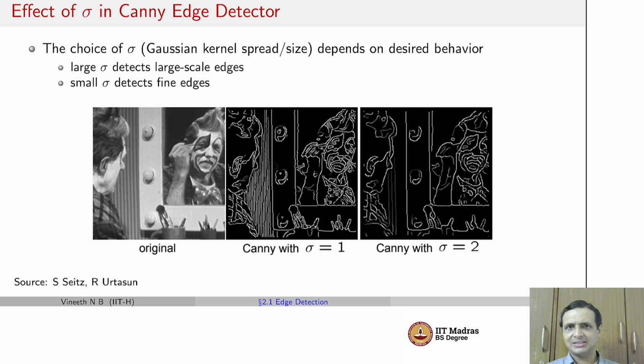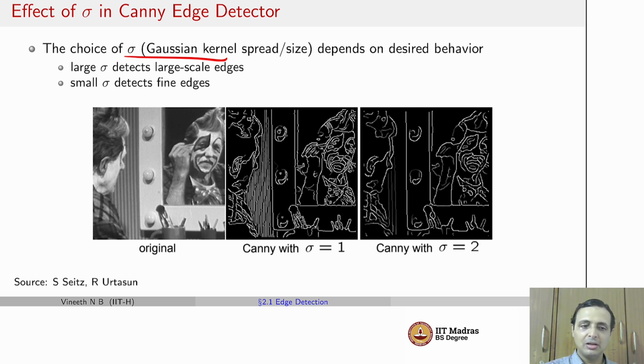So one of the parameters that you have with the Canny edge detector is the size of the Gaussian kernel itself. Right? You could have various sigmas. You could have the Gaussian filter to be 3x3, 5x5, so on and so forth. So let's try to see what happens if you change the sigma in your Gaussian.